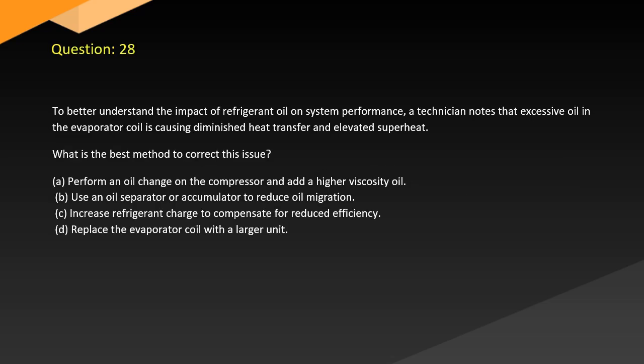Question 28. To better understand the impact of refrigerant oil on system performance, a technician notes that excessive oil in the evaporator coil is causing diminished heat transfer and elevated superheat. What is the best method to correct this issue? A. Perform an oil change on the compressor and add a higher viscosity oil. B. Use an oil separator or accumulator to reduce oil migration. C. Increase refrigerant charge to compensate for reduced efficiency. D. Replace the evaporator coil with a larger unit.